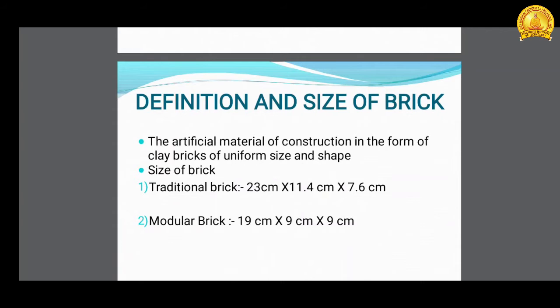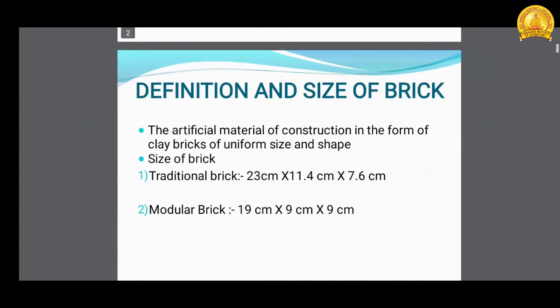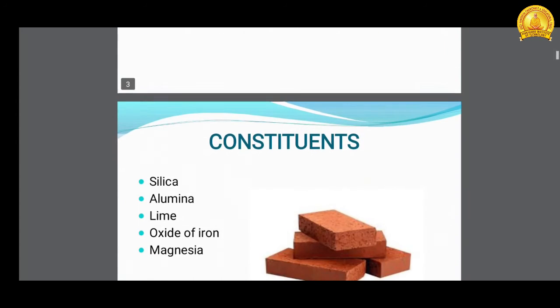First one, definition and size of brick. The artificial material of construction in the form of clay is known as bricks. It is of uniform size and shape. Traditional bricks are of size 23 by 11.4 by 7.6 centimeter, and modular bricks have a standard size of 19 by 9 by 9 centimeter. Nominal size of brick is expressed with the thickness of mortar and it is about 20 by 10 by 10 centimeter. Finally, the average weight of a brick is about 3 to 3.5 kilogram.